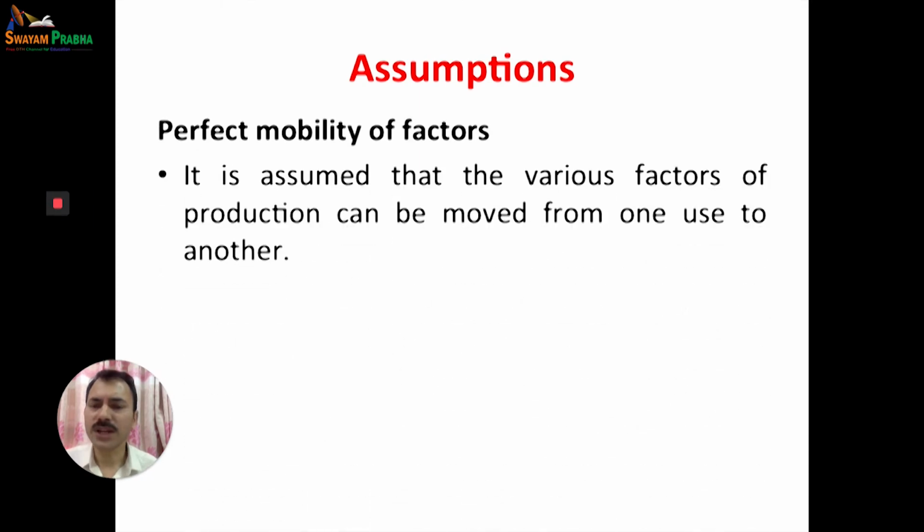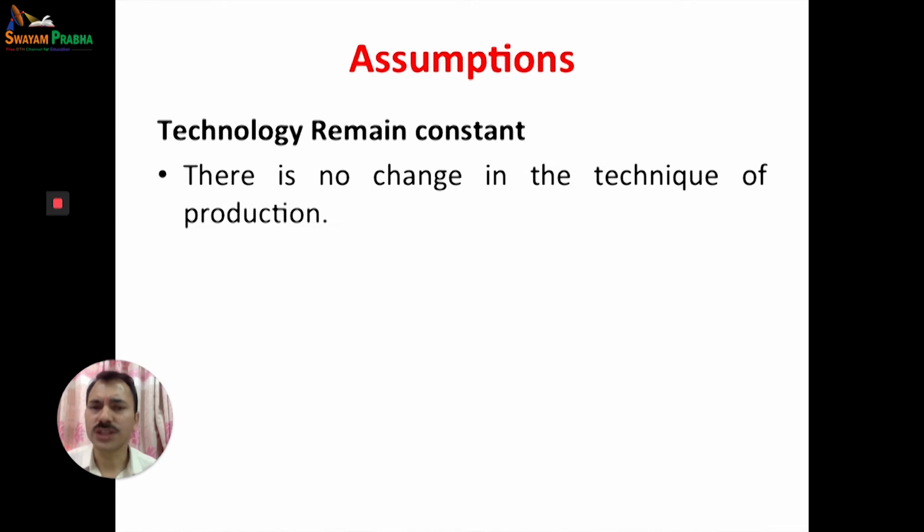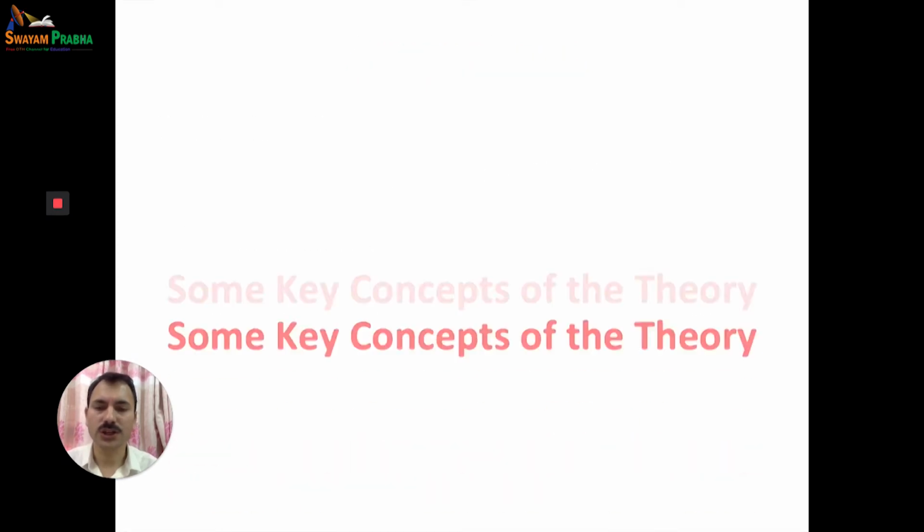Perfect mobility of factors we have already discussed. Then, divisible factors. Different factors of production are divided into small units. You can use the factor of production as per your requirement. They are perfectly divisible. So these are some assumptions. Another, technology remains constant. There is no change in the technique of production. Even, we have to assume that there is full employment. Full employment in the economy means all factors of production are fully employed, meaning the supply of factors is fixed. There is no unemployment. The factors of production are getting jobs and services as per their requirement.